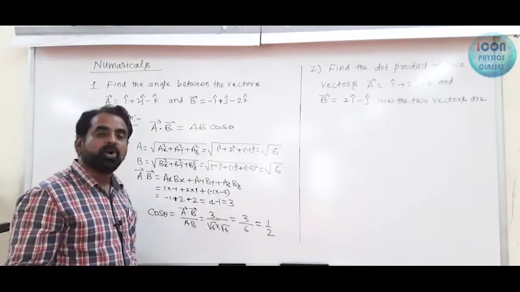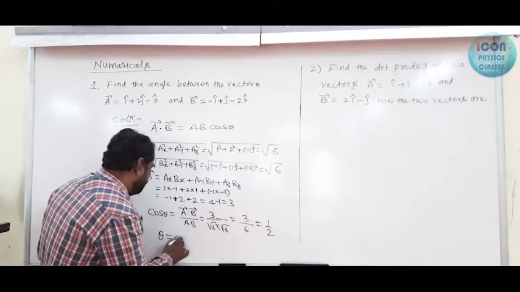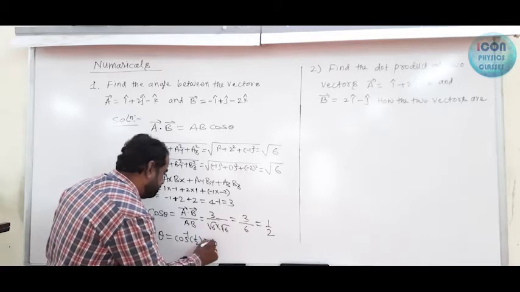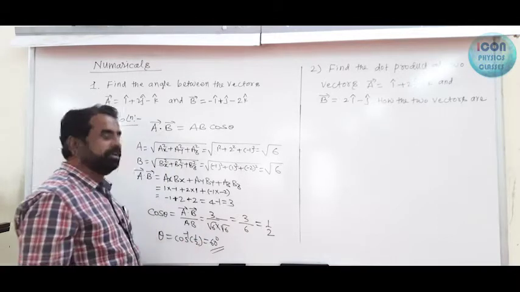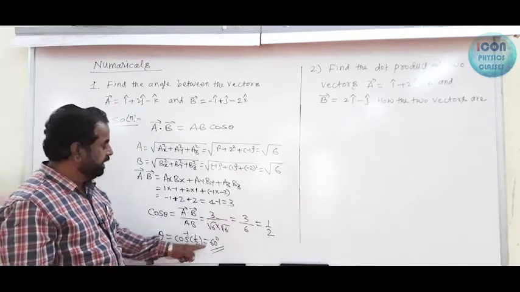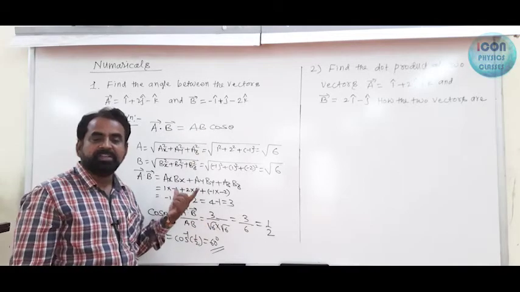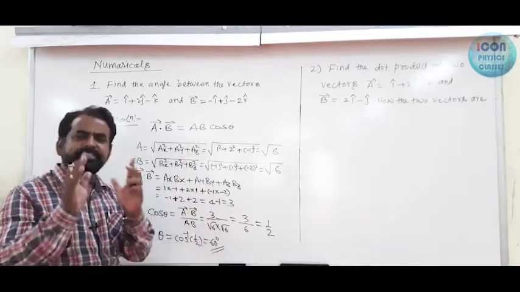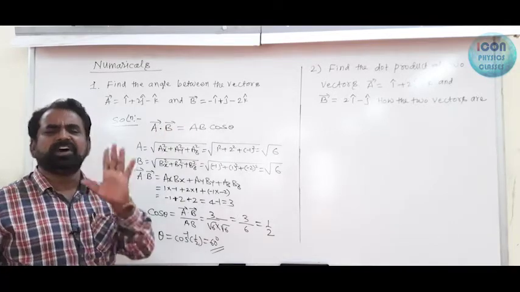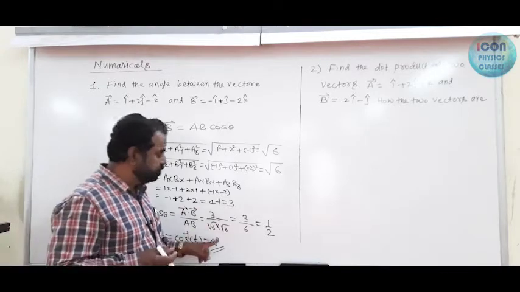Cos theta value is equal to 1 by 2, and theta is equal to cos inverse of 1 by 2, which is equal to 60 degree. So, slowly you just start slowly; later on, with practice, you will solve this problem very fast. Okay, so this is the solution.